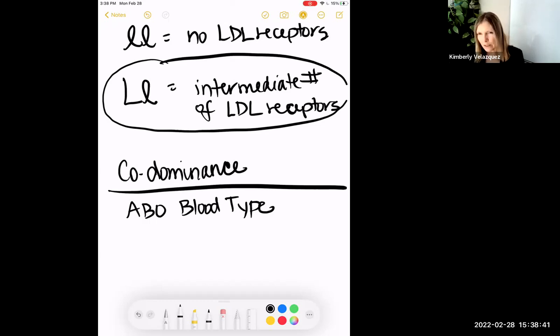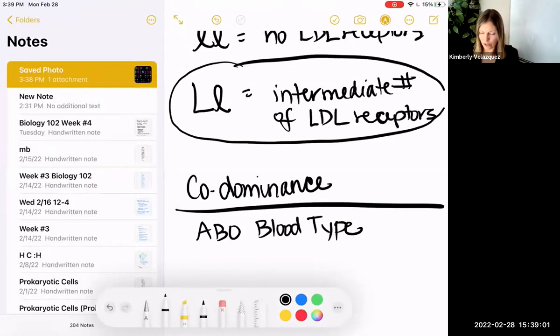So we're not talking about whether you're positive or negative. So if you have O positive blood or O negative blood, we're not talking about the positive and the negative. That RH factor is inherited by a pattern called complete dominance. I'll talk about that a little more in a minute. We're talking about, are you type A, B, AB, or O?